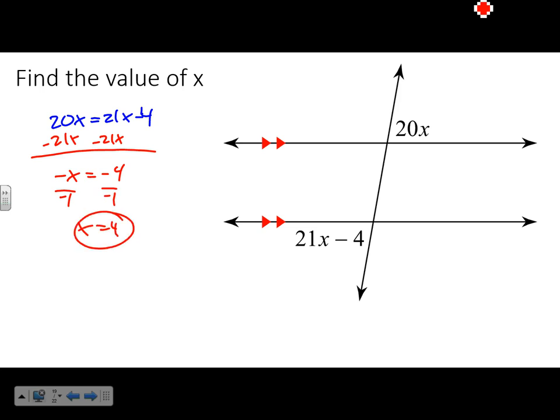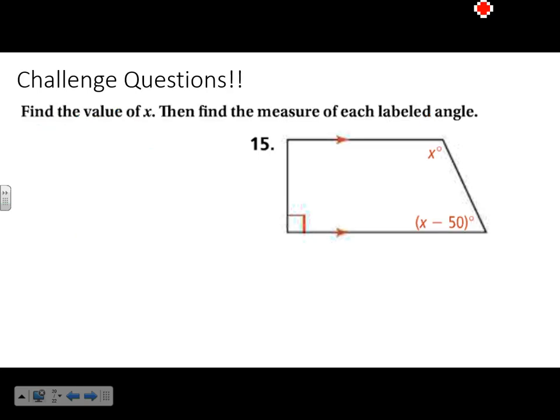And again, they're just asking for x. They're not asking for the angles. If they want the angles, we need to plug it in for those x's, but they don't ask for that yet. Now these look challenging, but they're really not that bad.